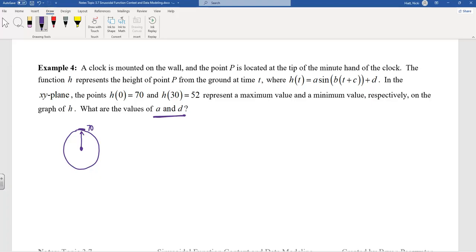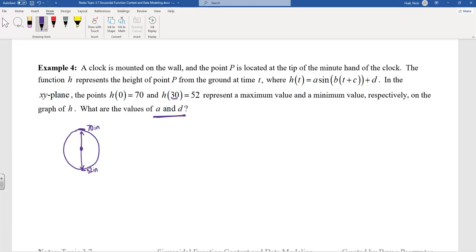It does not tell us, but I'm going to assume we're in inches, because any other increment like feet doesn't make that much sense if we're talking about a wall clock in a room, right? So if you think about the minute hand on this clock, at its highest point it is at 70. At 30 minutes, the wall clock is going to be pointing straight down for our minute hand, and then its height is 52 inches.